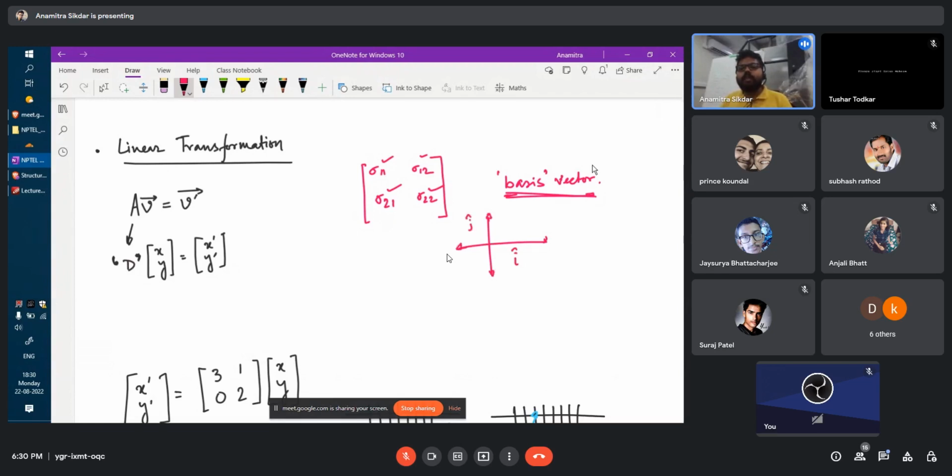If you have these two vectors, then you can form this 2D space. For 3D space, you need I hat, J hat and K hat. All right, so these are basis vectors.